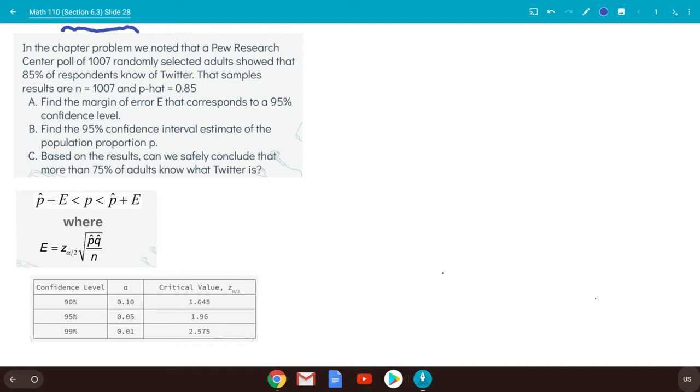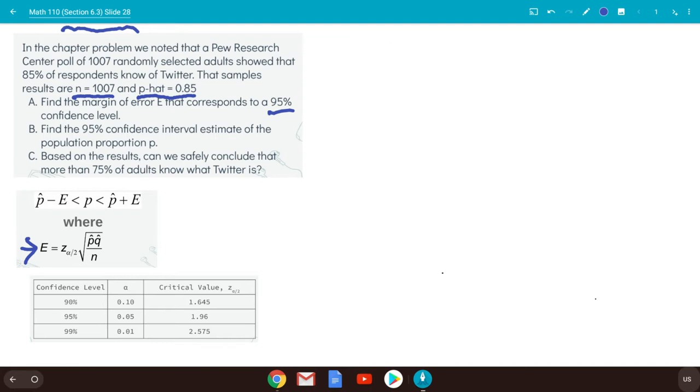You kind of have a little bit of idea what we're doing, but I'm going to show you the calculations here. So it gives us a sample, and it talks about how we have a p hat, which stands for a percentage, a proportion of people, and it has an n. And then it asks us to find the margin of error, that's this formula, that corresponds to a 95% confidence level.